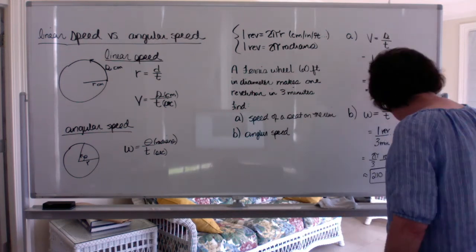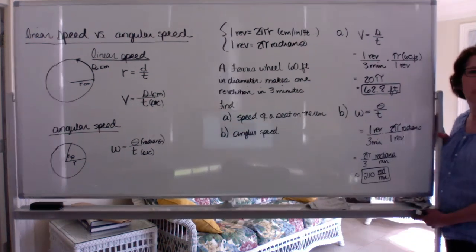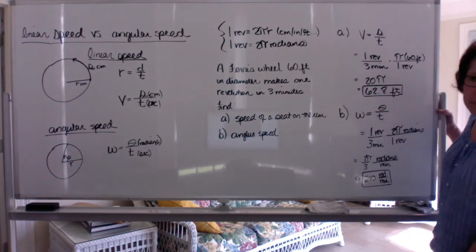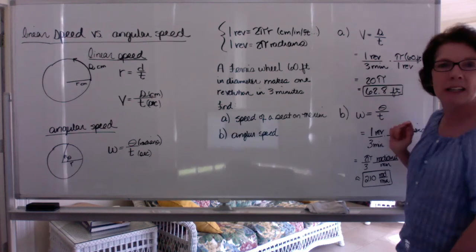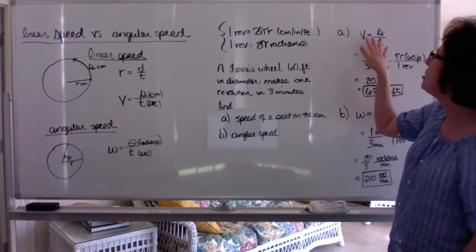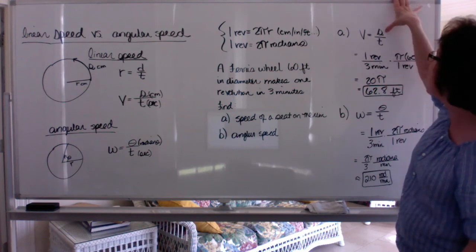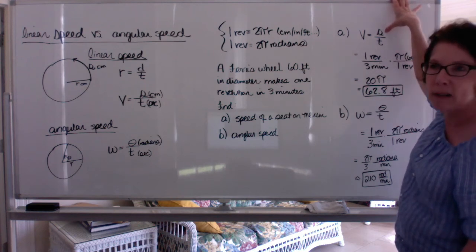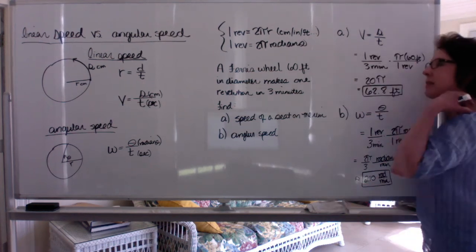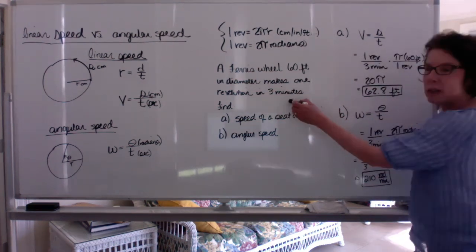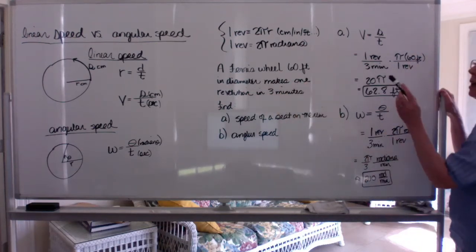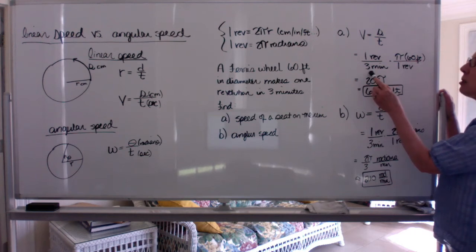Now, this is the way I worked it out. This is a problem in the book, and I like to use unit multipliers. I think it's the easiest way to do it. So let's look here first. I'm trying to find the linear speed, which is going to be the distance I travel, s, the arc length, divided by the time. To begin with, the speed they give me is 1 revolution in 3 minutes. So I'm going to write that speed, 1 revolution per 3 minutes.